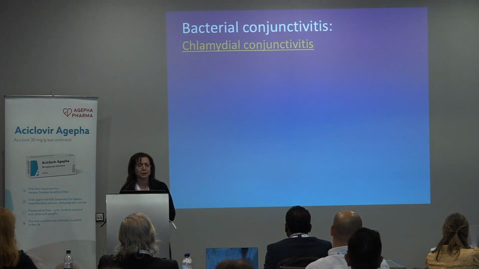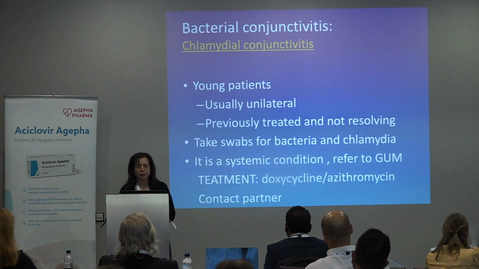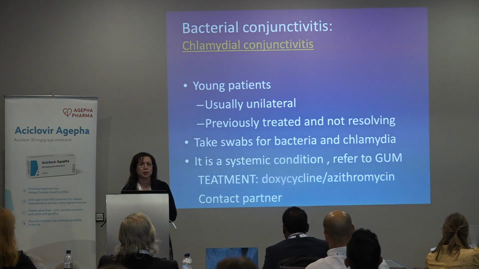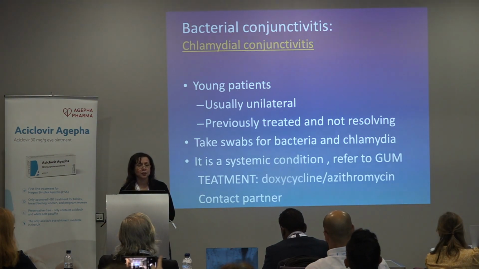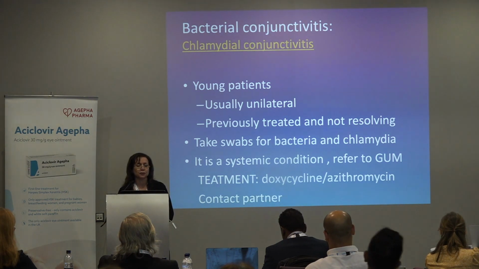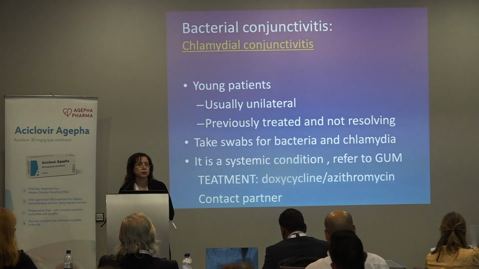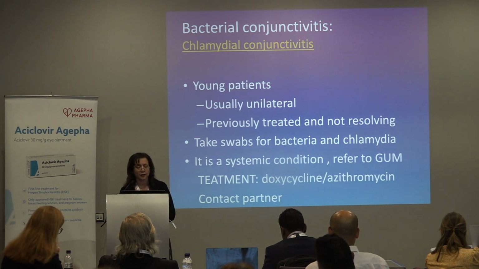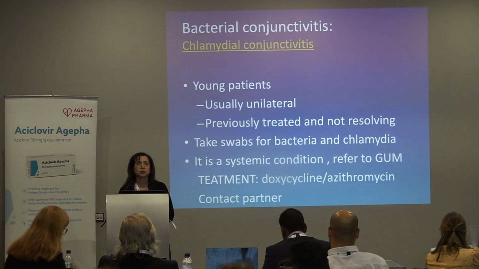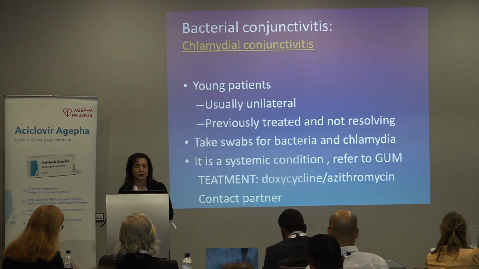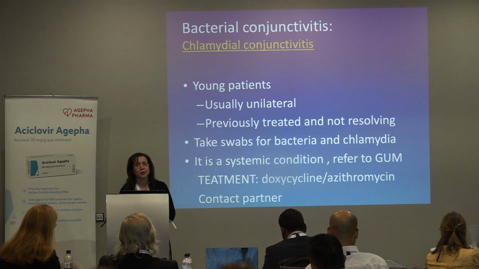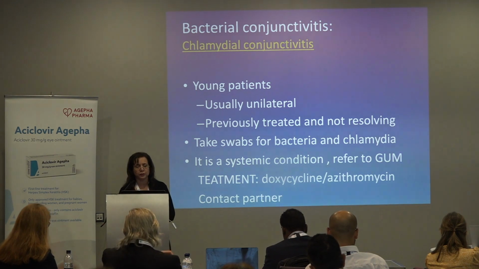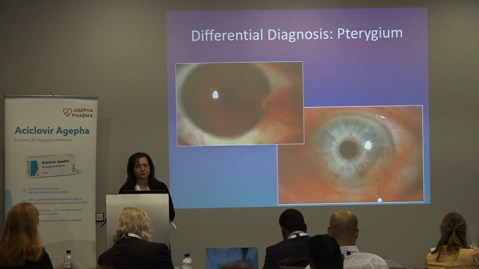Now, chlamydial conjunctivitis is another form of conjunctivitis which happens in young sexually active males and females. And the pathognomonic sign of that is that it is usually unilateral. And if you give topical steroids to these patients, they don't respond. So that's why it's very important to diagnose. And we've got the swabs usually in eye casualty, and they will respond very well to doxycycline or azithromycin tablets. The patient and the partner both need treatment, and you need to inform the GUM team.